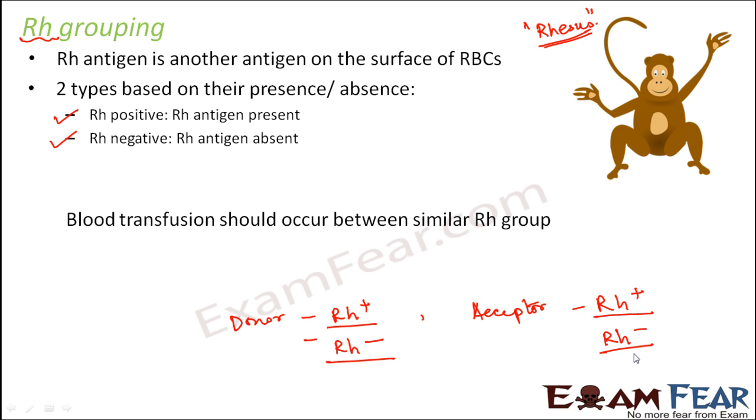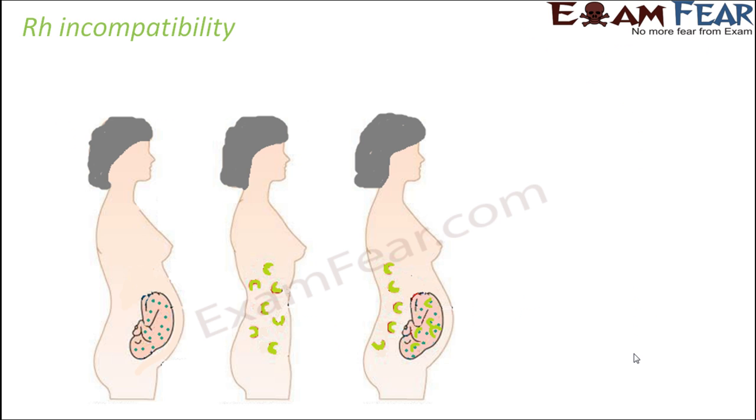So it is not only the compatibility between the four blood groups, it is also the compatibility between the two RH groups. So during blood transfusion, both the factors need to be taken care of: both should be positive or both should be negative, and also the blood group should be compatible.